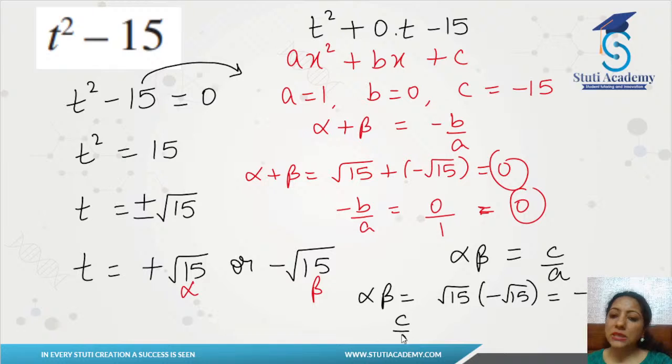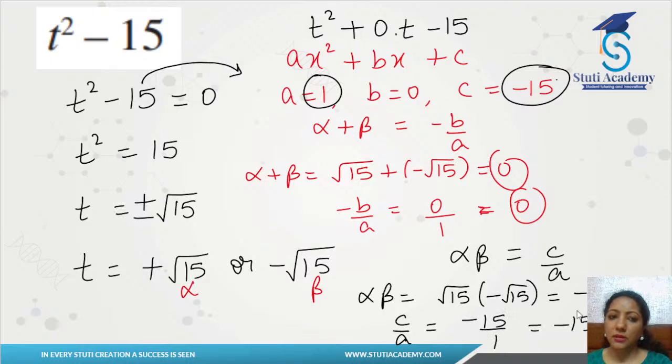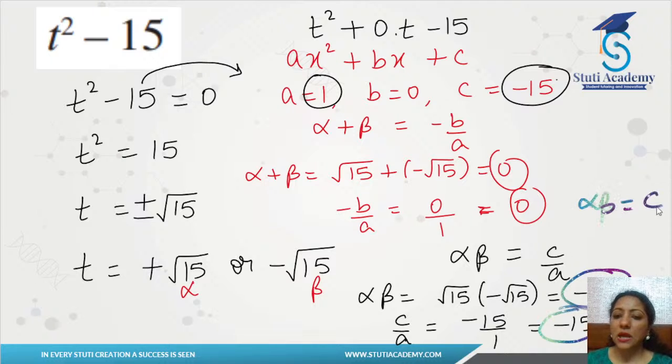Then we have c upon a. c here is minus 15, a is 1. So we will write here minus 15 upon 1, that is minus 15. Finally, here we have got alpha beta as minus 15 and c upon a as minus 15. So we can say alpha beta is same as c upon a. So we have verified the relationship between the zeros of this polynomial and the coefficients.